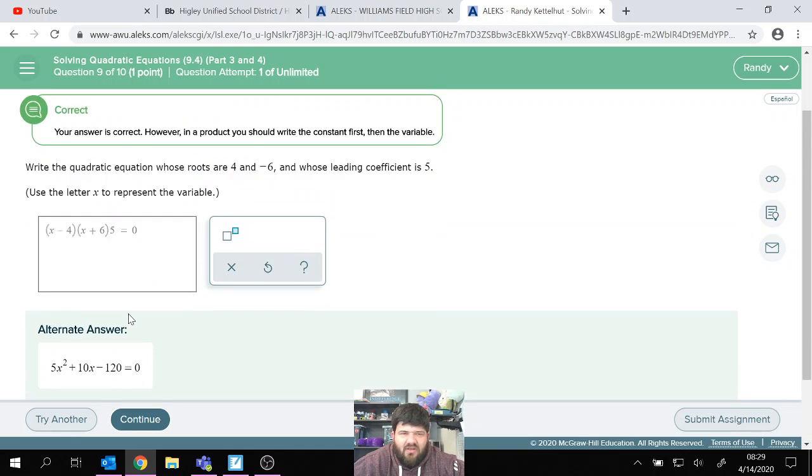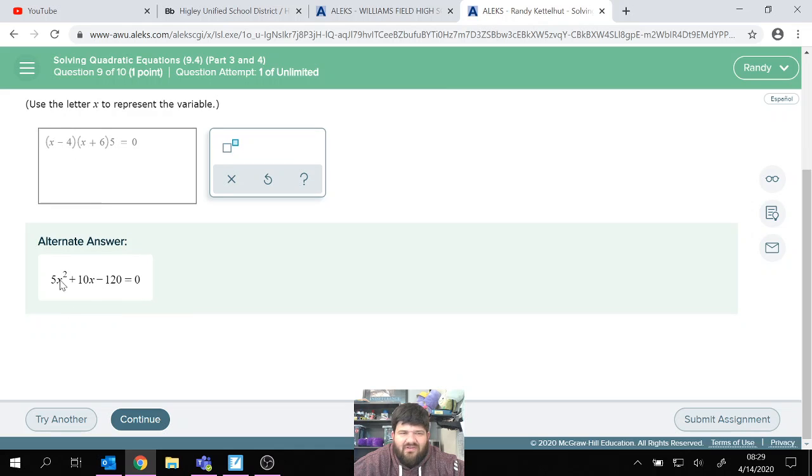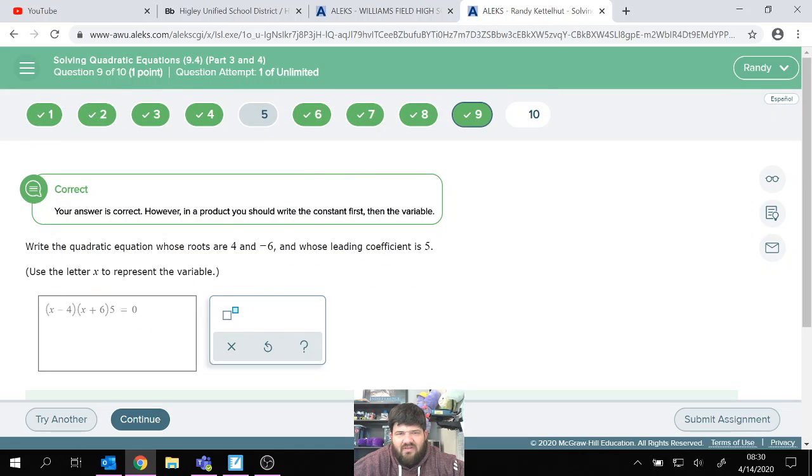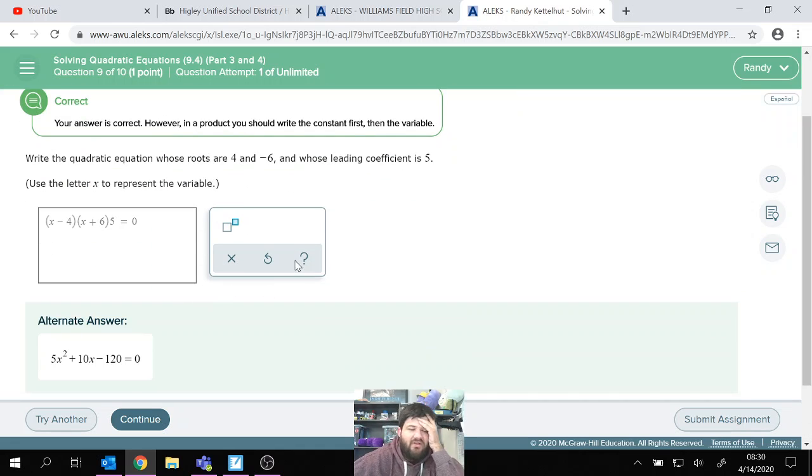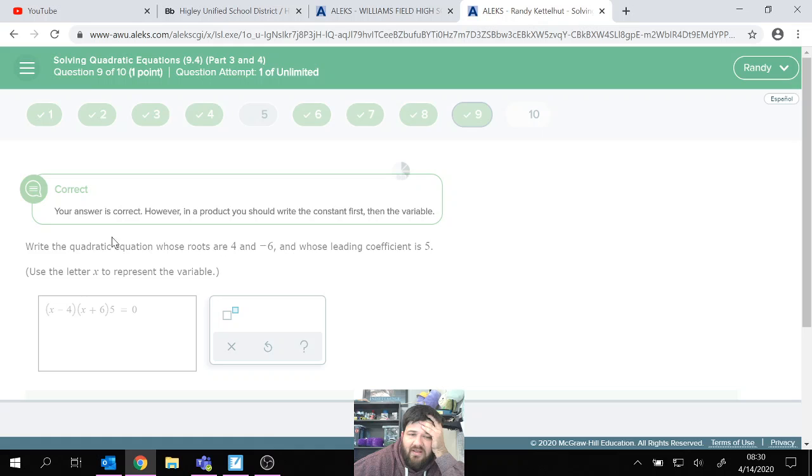So, you can see what Alex is alluding to here. They want 5x squared plus 10x minus 120. They want you to multiply all this stuff out, and then the zeros would still be these. However, it realizes that what we typed out here is exactly the same as this. So if you multiply what we typed out, it's the same thing. The leading coefficient, you just have to multiply that in there on the outside. So you could put it here, you could put it on the front. It doesn't matter.